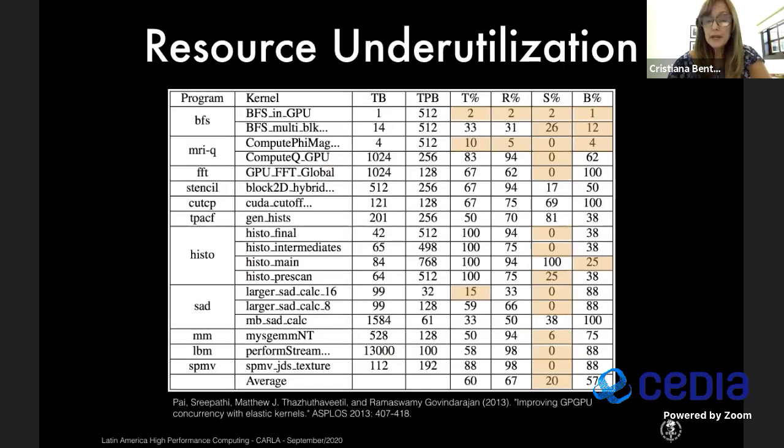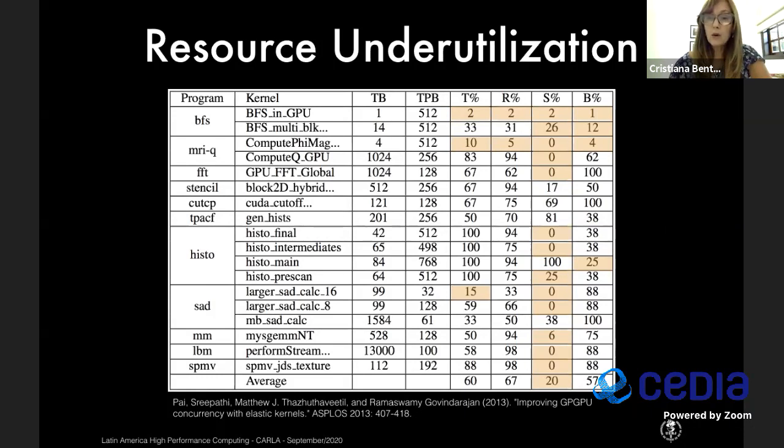I have a result here from a paper from 2013 that shows the resource utilization of the GPU on the Parboil kernels. Parboil is a famous GPU benchmark, and we have a number of kernels here on this table. And the last four columns show the percentage of use of some of the GPU resources. The first one shows the percentage of the maximum number of threads. The second, the percentage of the registers. The third, the percentage of shared memory. And the fourth, the percentage of the maximum number of blocks.